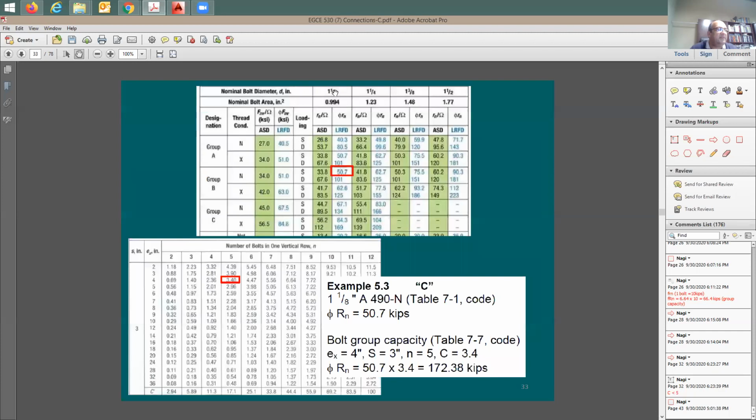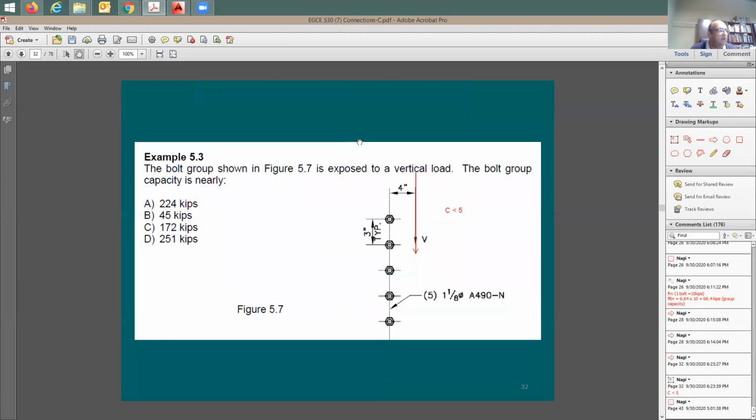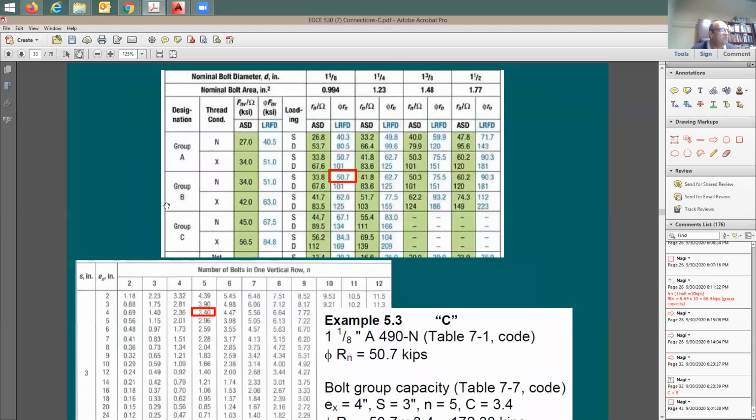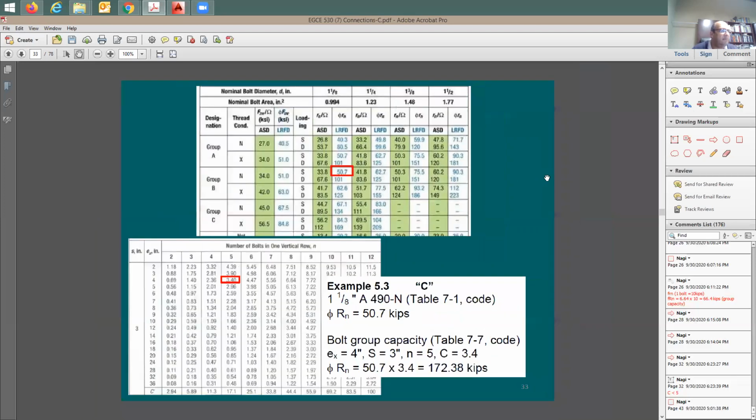Let's see the numbers for 1 bolt. We said 1 1/8 of an inch, A490N. Is it single shear or double shear? It doesn't say, so this is going to be single shear. 490, 1 1/8 of an inch. This is group B, which means 490. Single shear is going to be 50.7 for each bolt. So each bolt supports 50.7.